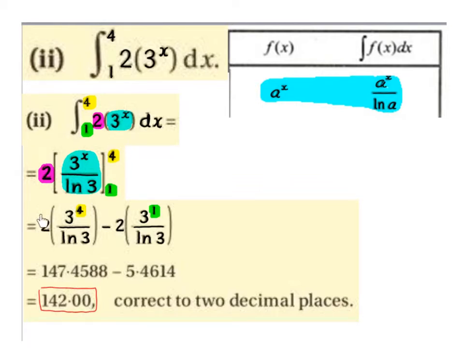So the 2 is outside the bracket, and we have 3 to the power of 4 over natural log 3. We bring down the minus, and then we do the same with the lower limit. So we have 2 times 3 to the power 1 over natural log 3. And that ends up giving us 142.00 to 2 decimal places.